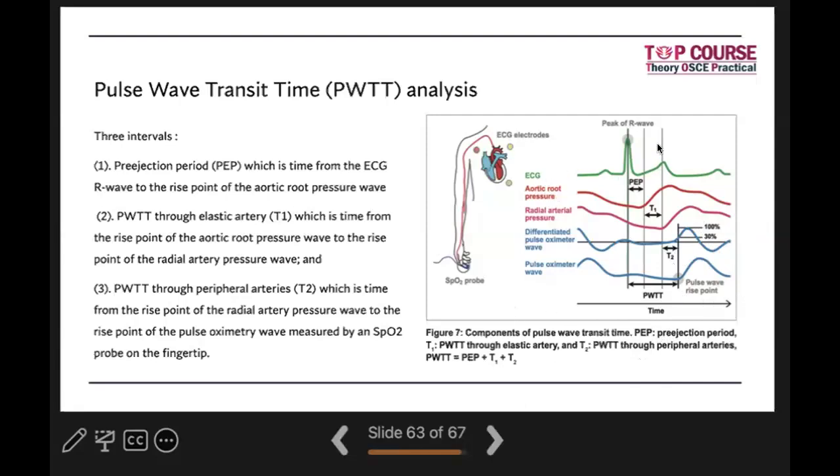Basically, it measures from the R wave in response to the aortic pressure wave, in response to the arterial pressure wave, and in response to the pulse oximetry waveform. So with this algorithm, it calculates the pulse wave transit time from the R wave to the pulse oximetry waveform, and it applies it on the formula and detects the cardiac output. Genuinely, when I read it, I didn't understand much, but I tried to make it as simple as possible because we don't see this in day-to-day practice.